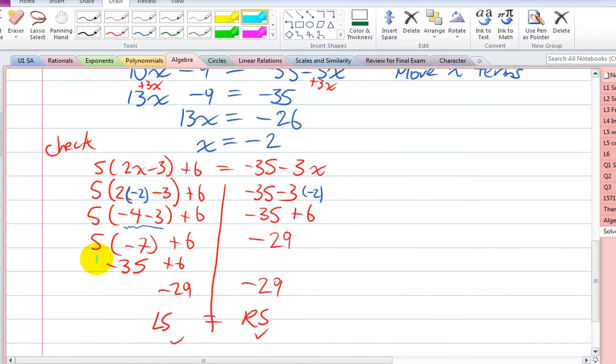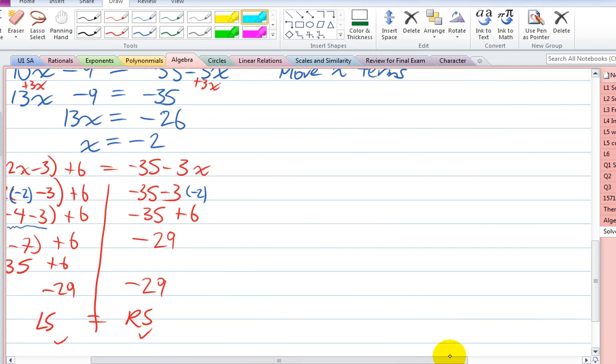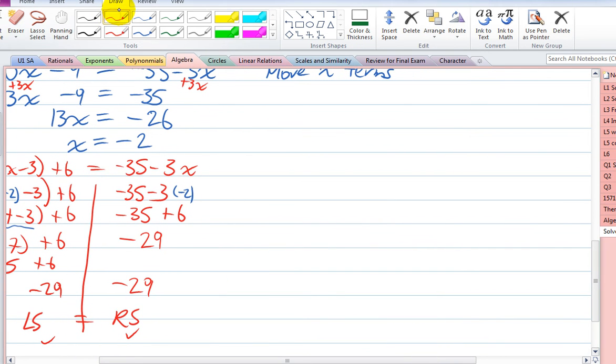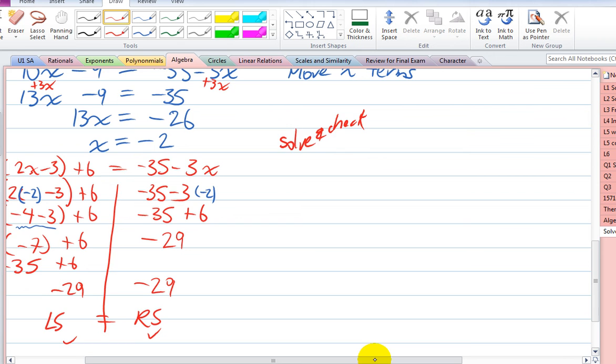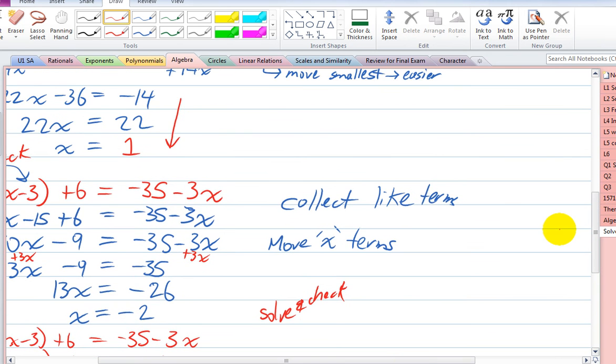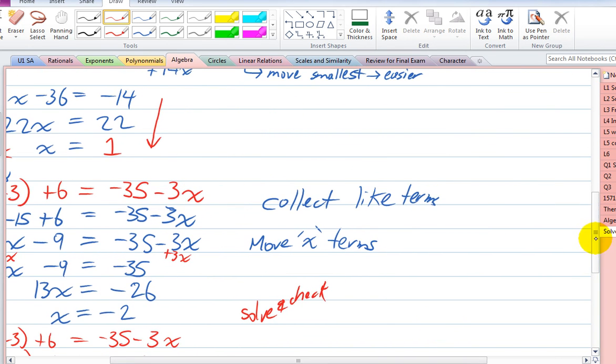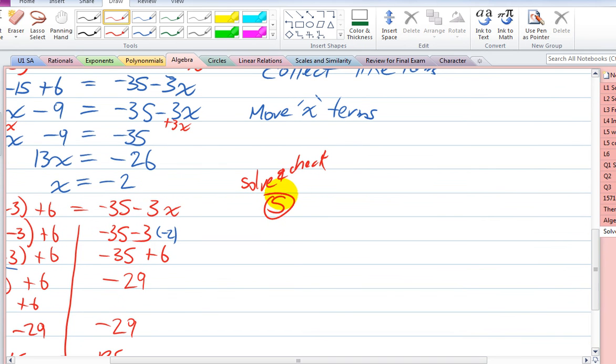Okay, now the hardest question you're going to see today, we're going to do that right now. So it's going to be another solve and check. And this will be just about the hardest you're going to see for the unit. The question is this, number 5: 4 bracket m minus 2 bracket minus bracket m plus 3 bracket equals m minus 1.